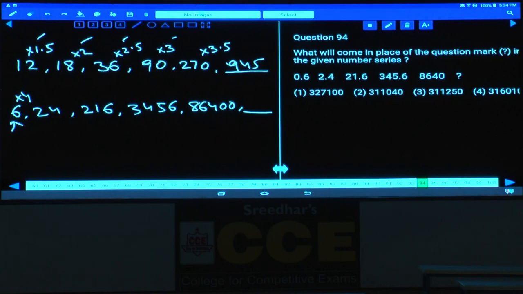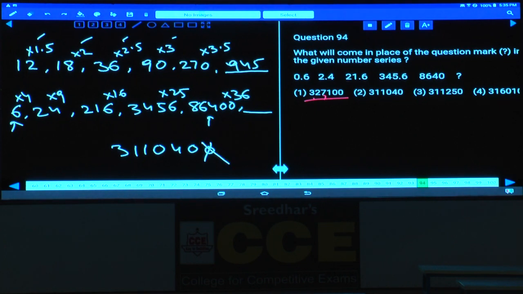We are opting for product because the numbers are increasing at a very fast rate. Started at 6 and ending at 86,400, and these numbers are increasing quickly, isn't it? Hence into 4. Next one 24 and 216, that is into 9. Next one into 16. What are these numbers? 4, 9, 16 are perfect squares. Next one into 25. Next one must be into 36. Now 86400 into 36 will be how much? 3,110,400. But earlier we have multiplied this with 10, hence remove this 10. Each of these numbers is multiplied with perfect squares starting with 4, 9, 16, 25 and 36. Clear now? Now this is about question number 94.